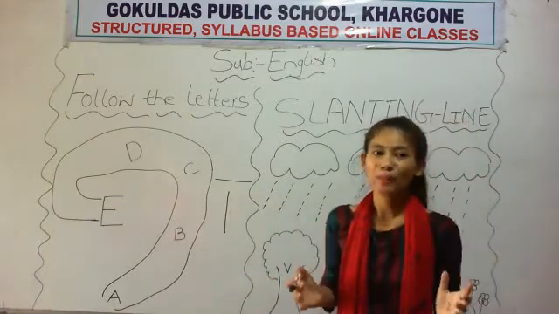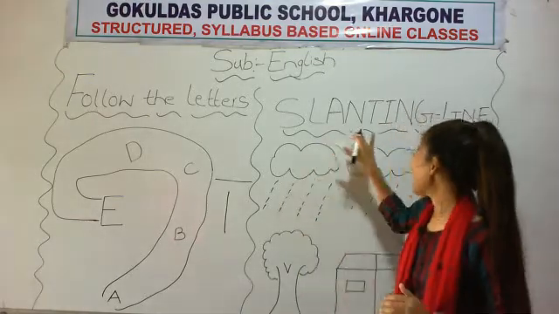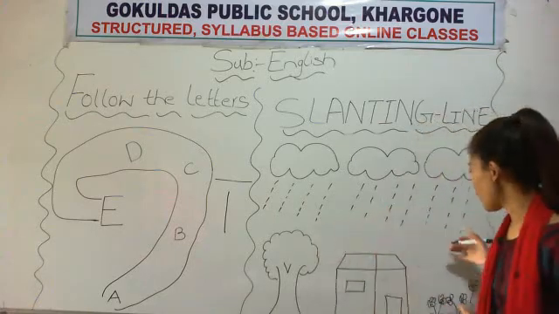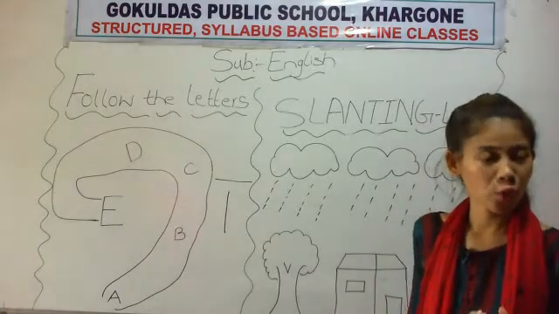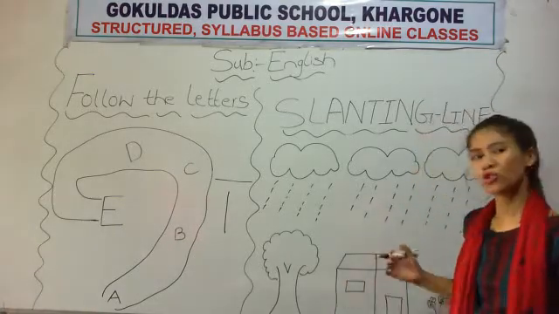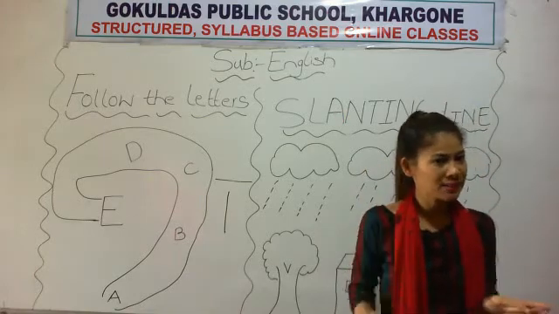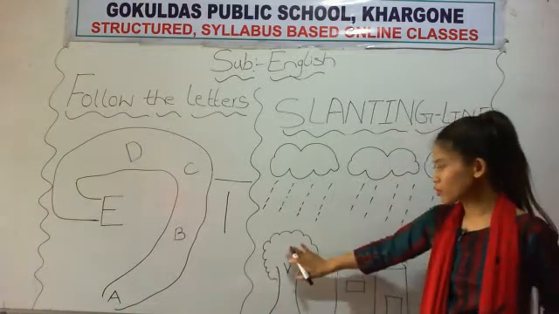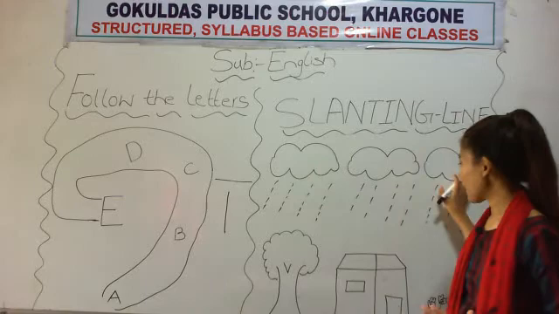So today I am going to start a new line. We are going to learn slanting line. Okay, see, I have decorated this one very nicely, so you need to also decorate your notebook with colors. Right now I only have black color, but you have so many colors, so you can put color here. You can put green color over here, you can put white, cloud is white, and you can decorate this one.